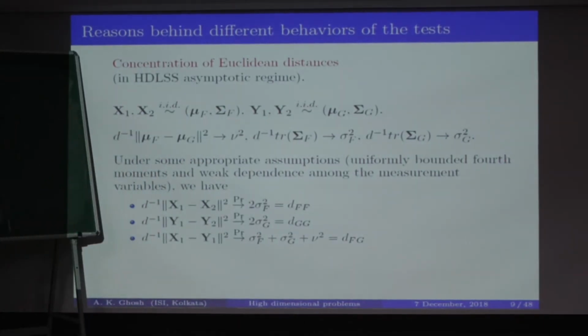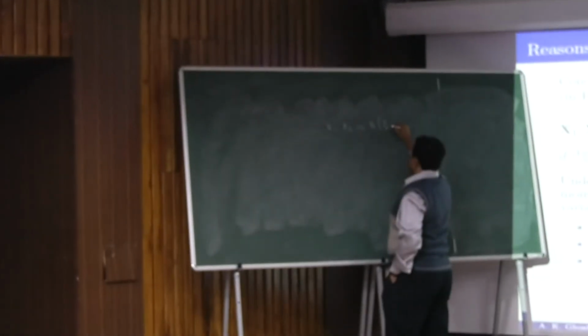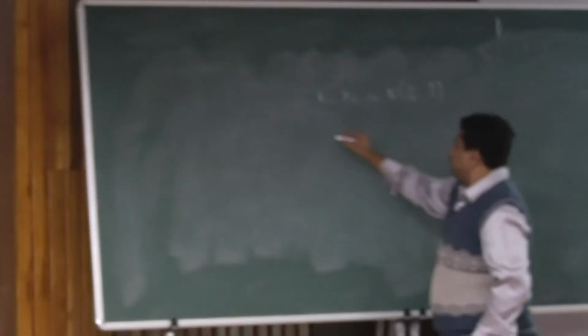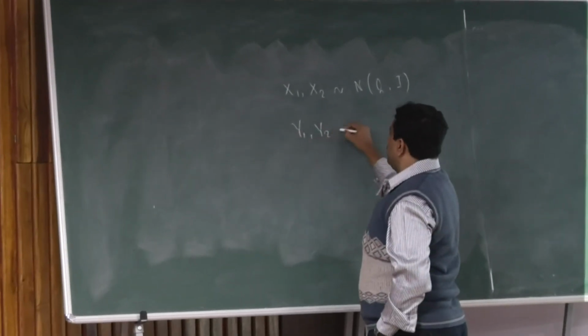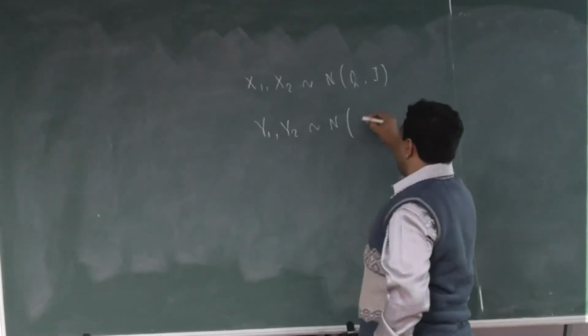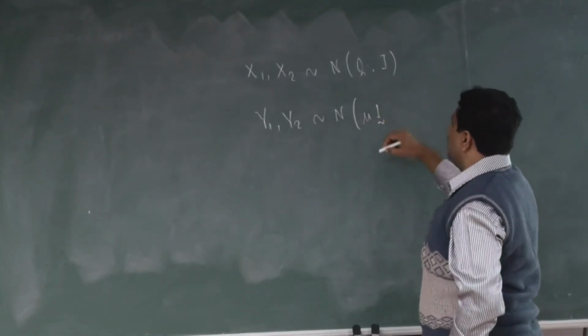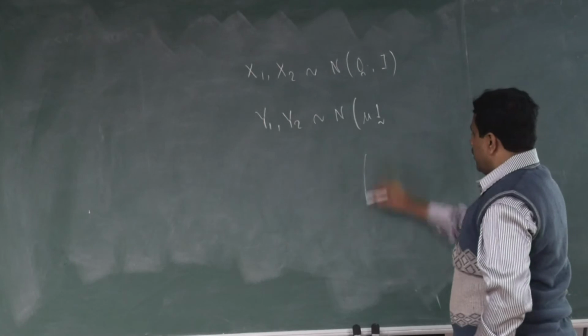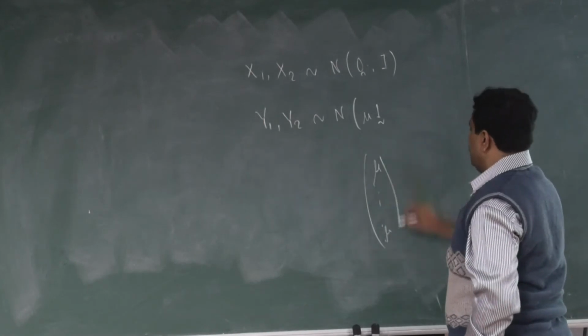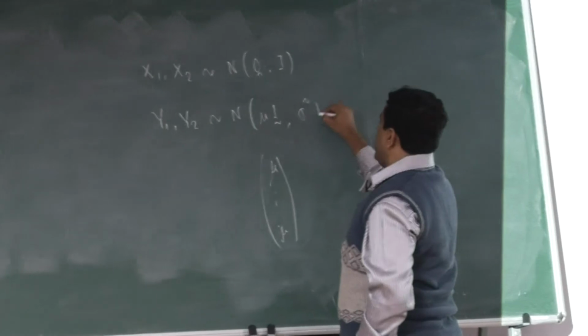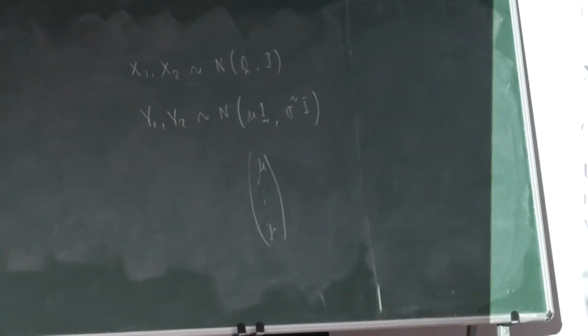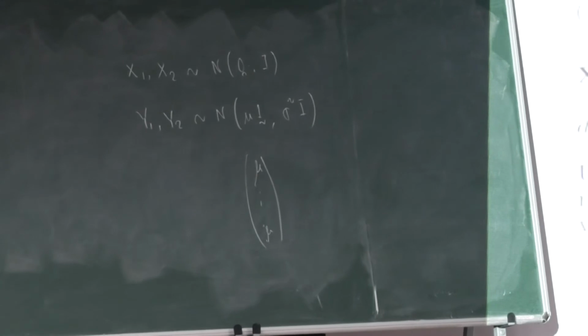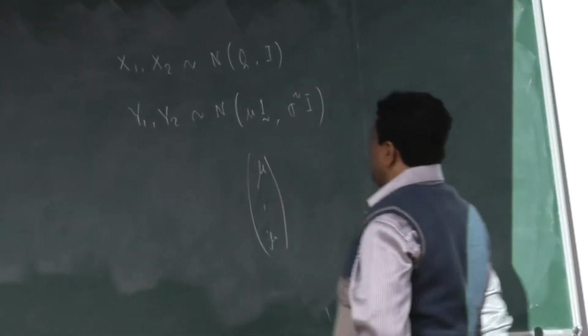I forget about this slide at this moment. Let us consider two observations, x1 and x2, coming from a normal distribution. And y1, y2, another two observations, independent of course, coming from a normal distribution with mean mu times the vector 1, that is, the vector mu, mu, mu, mu, mu, and here I am putting sigma square. So that was the setup in our experiment.